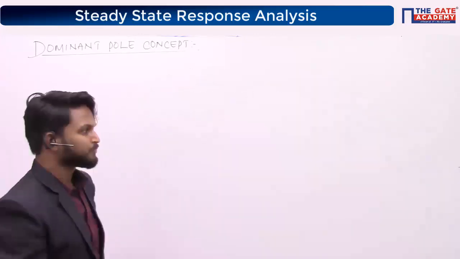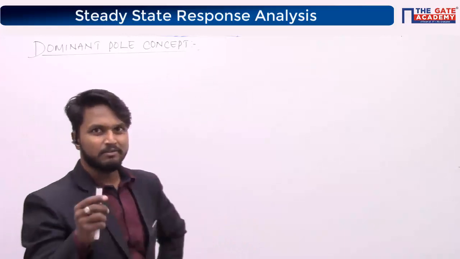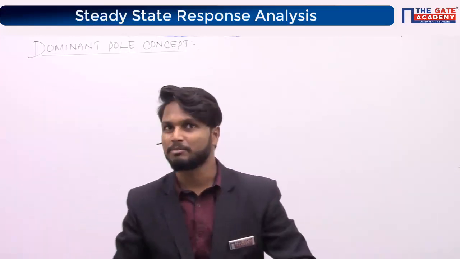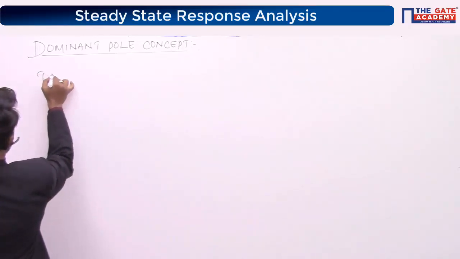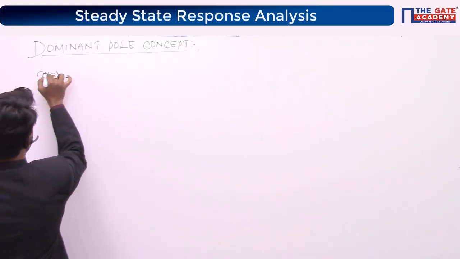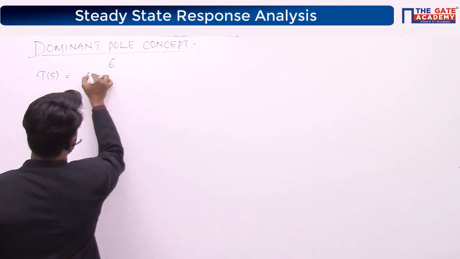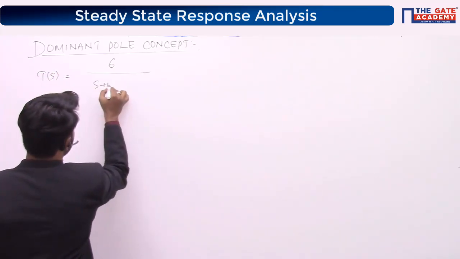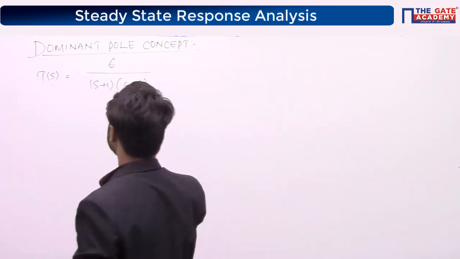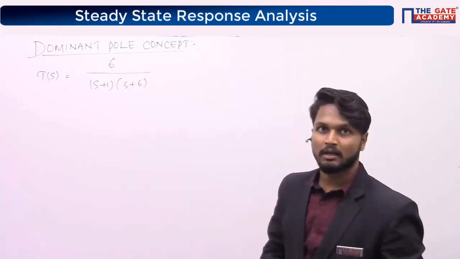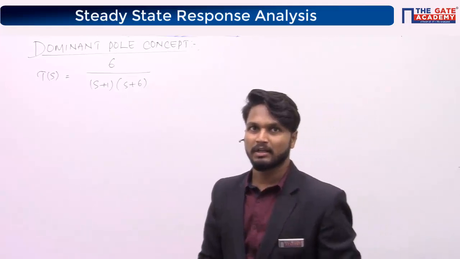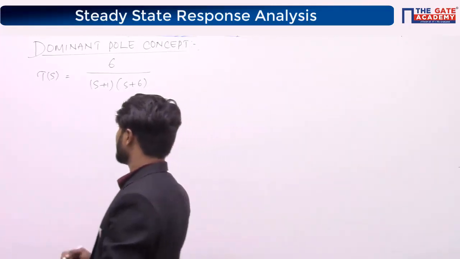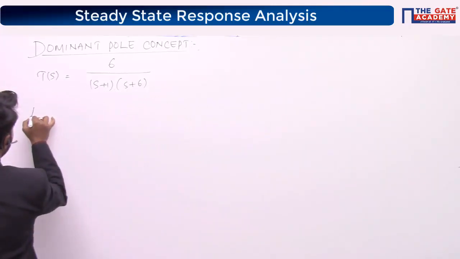Dominant pole concept. See here, let us assume we have a transfer function something like this. The transfer function is T of S is equal to 6 divided by S plus 1 into, this is our transfer function, let us say, right? So obtain the impulse response for this transfer function. Impulse response, that is h of t. Obtain h of t for this.